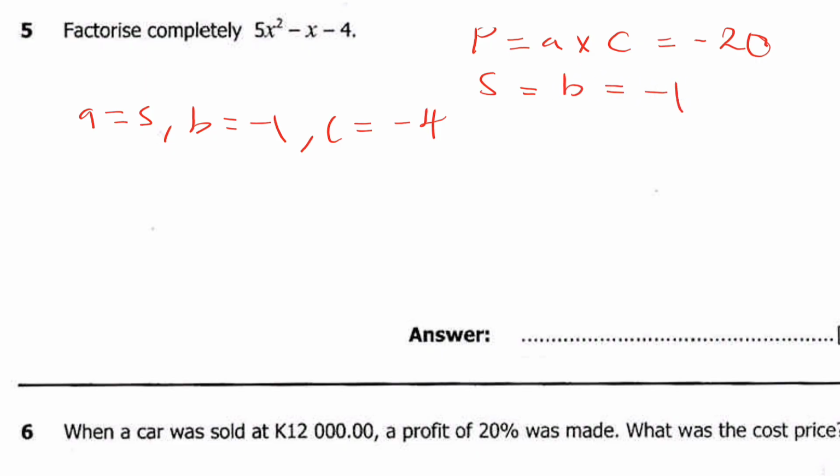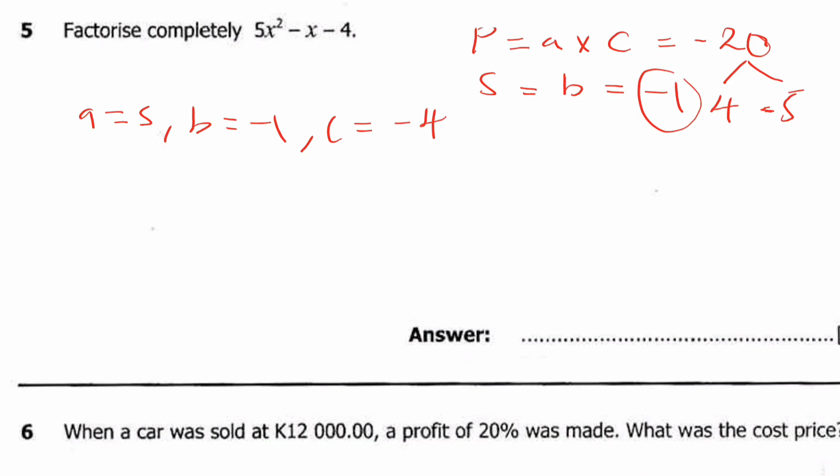Now you need to look for two numbers. When you multiply them, they should give you -20, and when you add them, they should give you -1. What are those two numbers? Those two numbers should be factors of 20. So we can have 4 times 5 is 20. Now we need to check which one should be negative. I think for this sum to be negative, then it means that the larger factor here is negative.